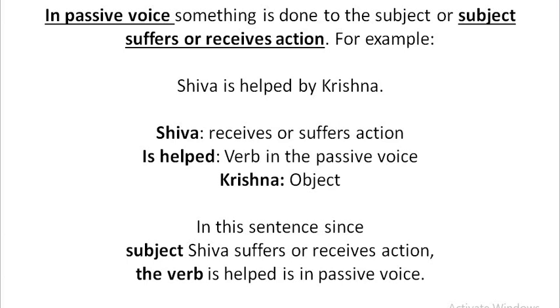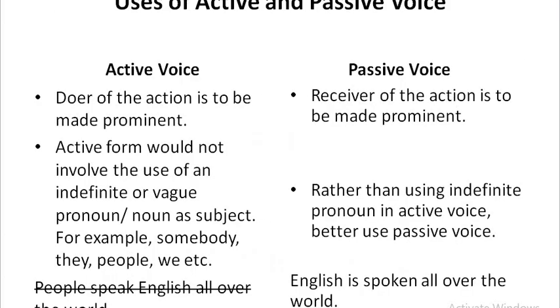Now after this, one question would be there, that if you have to draft a sentence, in that case, when and where do you have to use active voice and when and where do you have to use passive voice? This is what the question would be in your mind. Now, if you want to make the doer of the action prominent, in that case you use active voice. If you want to make the receiver of the action prominent or more important, in that case you use passive voice. So in active voice, the doer of the action is to be made prominent, and in passive voice, the receiver of the action is to be made prominent.